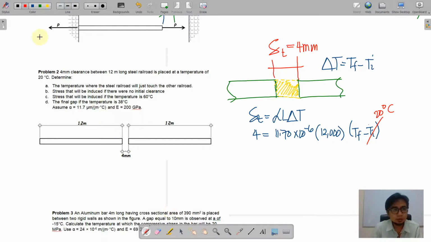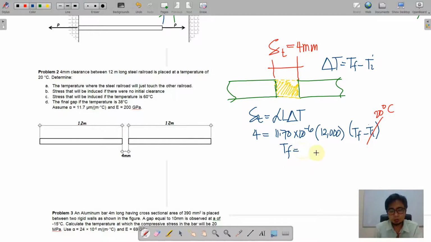Okay, so finally, the final temperature is equal to 48.49 degrees Celsius. Okay, so that's it for the first unknown. So if we wanted to fill in the gap exactly 4 mm, just set the delta to 4 mm and then compute for the final temperature. So at this temperature, the railings will just touch the other railings, ano?